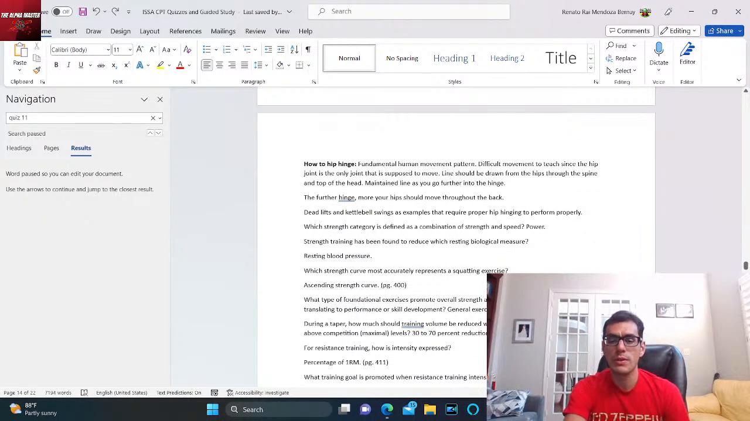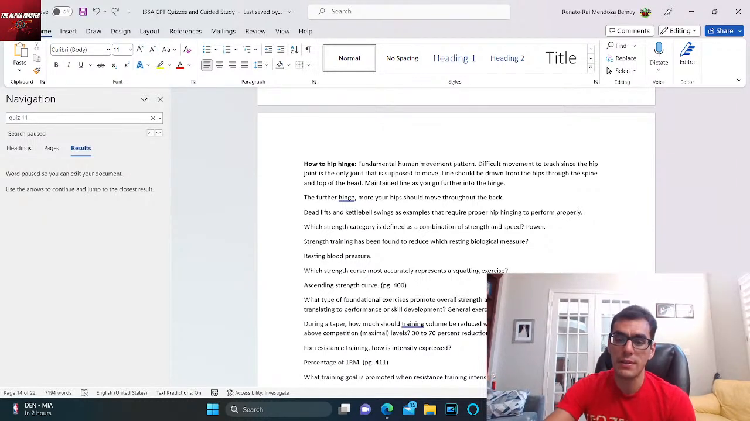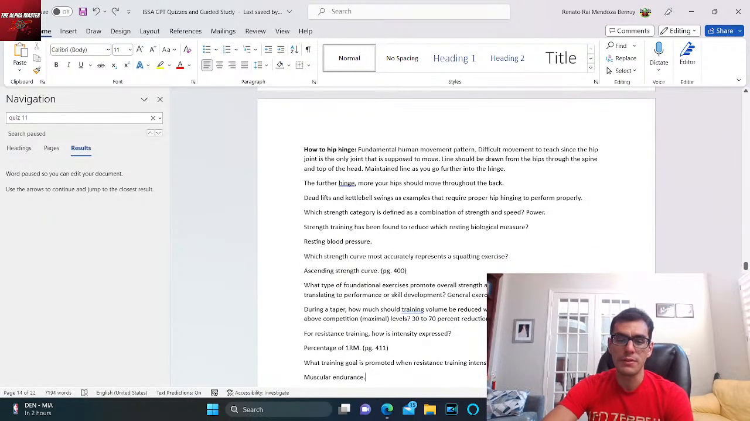Now, what training goal is promoted when resistance training intensity is below 67% of one repetition max? Muscular endurance.